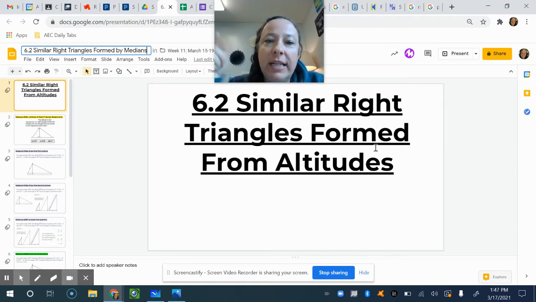So today we're going to be doing 6.2, similar right triangles formed from altitudes. And the best way I thought to proceed through this lesson is to use the simulations that Delta Math has. So you'll see that happening in some of these videos, and you definitely will want to take advantage of that in your homework.